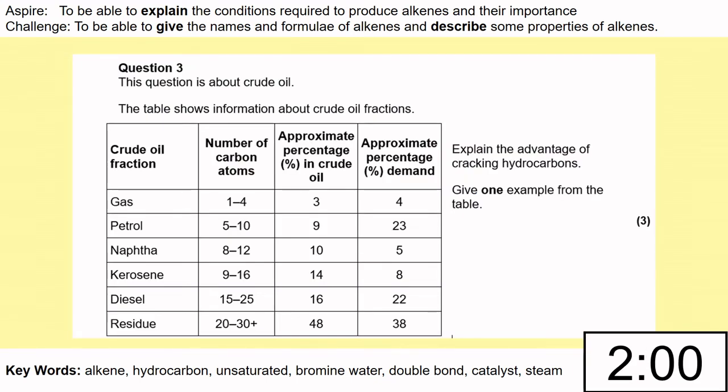Okay, question 3. This question is about crude oil. The table shows information about crude oil fractions. Explain the advantage of cracking hydrocarbons and give 1 example from the table.